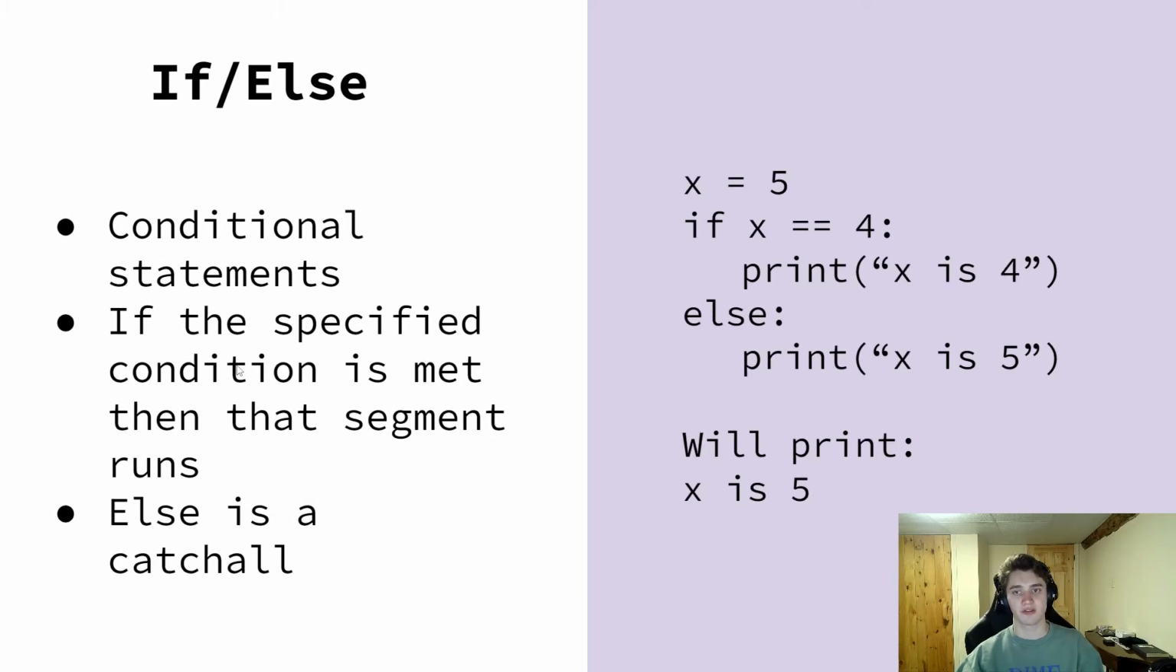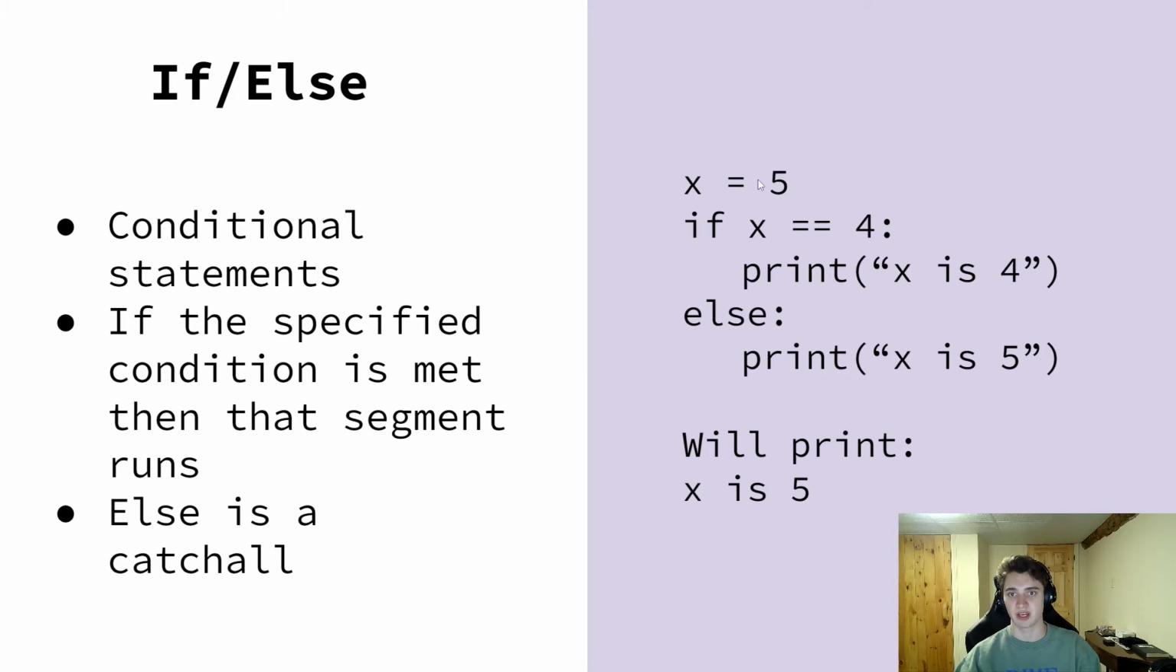I showed these off a bit in the Boolean example, but they are very important, so they deserve their own slide as well. These are if-else statements. They are called conditional statements. So the if needs a condition to be valid, and if the condition inside of the if block is met, then that segment runs. Else is a catch-all, so if an if does not run and nothing is found that satisfies the condition inside of it, the else will run instead.